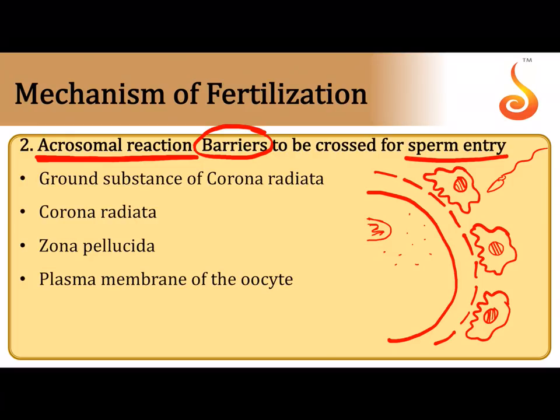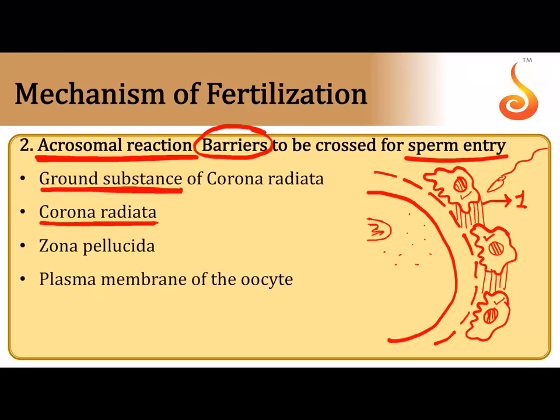So what all should the sperm cross before it enters into the cytoplasm? First, it has to cross the ground substance of corona radiata. Between the cells of corona radiata, there will be a ground substance, a matrix. What I'm showing you here in stripes is the matrix. So first it should cross the matrix, isn't it? Then it should cross the corona radiata itself. Suppose it crosses the matrix, and then it may bump into some of these cells. So it has to cross these cells also. So it has to overcome the ground substance of the corona radiata along with the cells of the corona radiata.